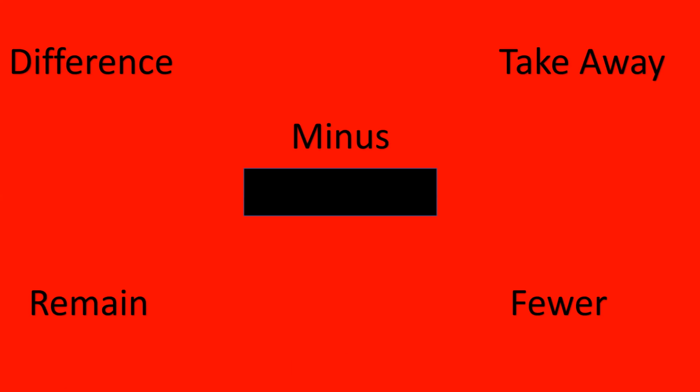Next is minus or subtraction. So difference, take away, remain, fewer, and minus are all words that tell us that we need to subtract when we see a word problem. Difference, minus, take away, remain, and fewer.